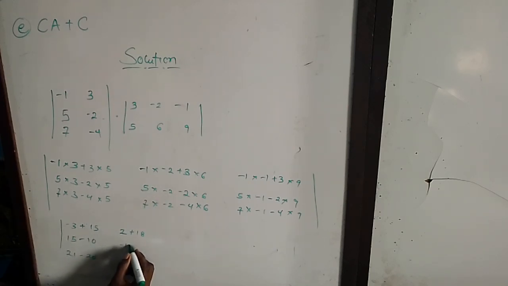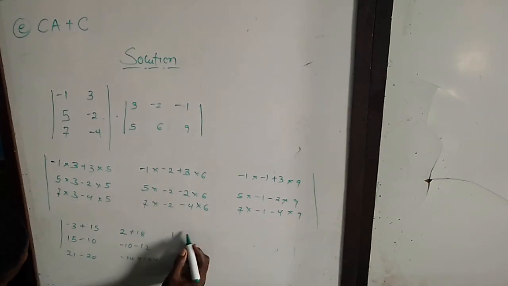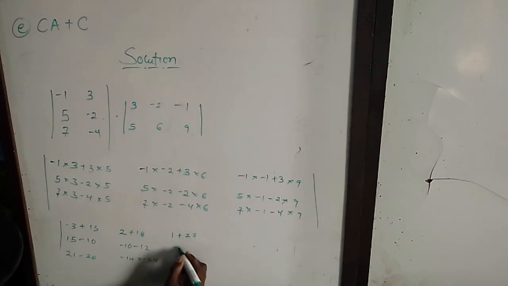5 times minus 2 will give us minus 10. Minus 2 times 6 will give us minus 12. Minus 7 times minus 2 will give us minus 14. Minus 4 times 6 will give us minus 24. Then minus 1 times minus 1 will give us plus 1. Then 3 times 9 will give us plus 27. 5 times minus 1 will give us minus 5. Minus 2 times 3 will give us minus 18. This 7 times minus 1 will give us minus 7. Minus this will give us minus 36.